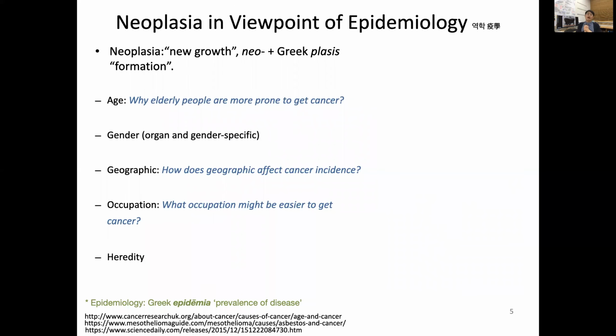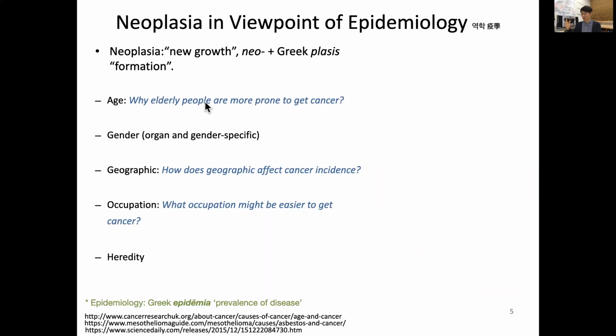So now let's discuss the epidemiological aspect. Epidemiology is talking about the prevalence of a disease in a statistical way. Neoplasia is a new growth or new formation of a tumor, so let's look at what matters for neoplasia or cancer formation. We can ask, does age matter? Yes, it does matter. Why are elderly people more prone to cancer?